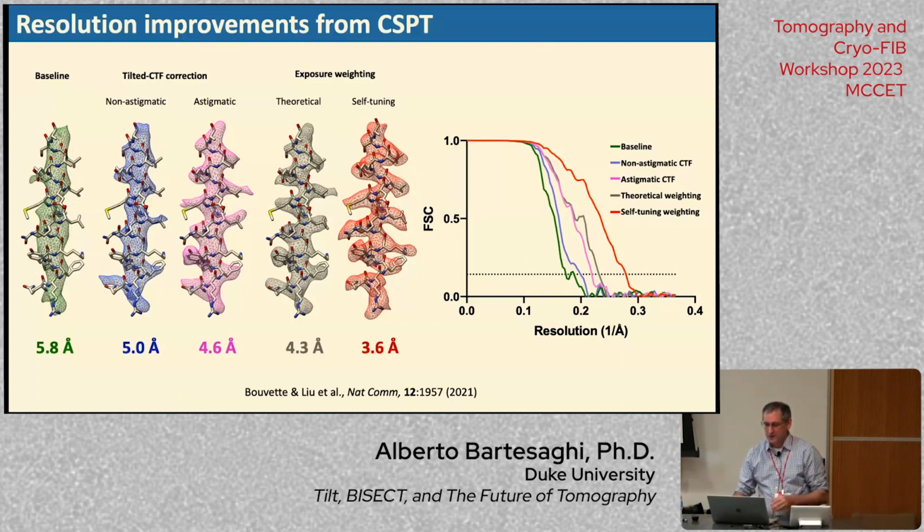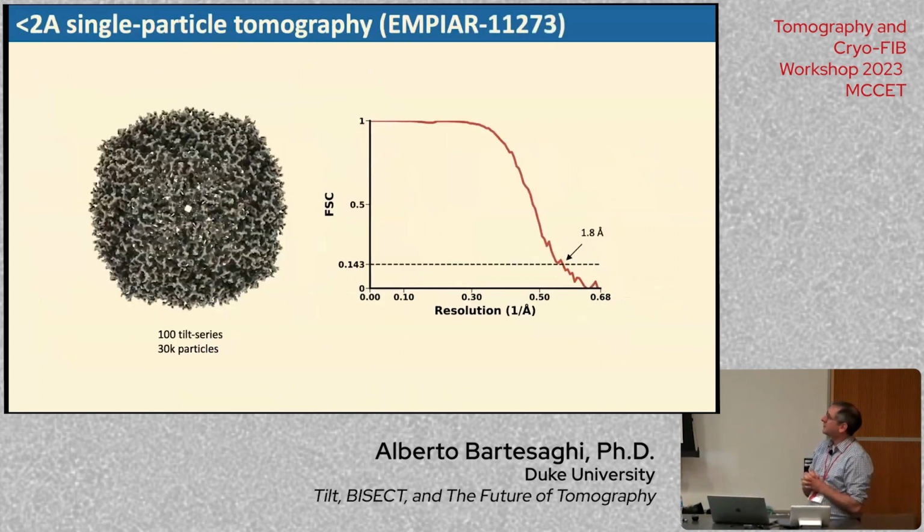This same technique you can use to go all the way to better than 2 Angstroms. This is the one I mentioned at the beginning. This is an apoferritin structure from EMPIAR-11273, which was recently deposited. And using this type of technique, you can refine this all the way to, in this case, 1.8 Angstroms. So this is just to give you an idea. This is a 100 tilt series, and this is about 30,000 particles, which by single particle standards is not a very big data set, but it's quite amazing that you can still get to those resolutions.